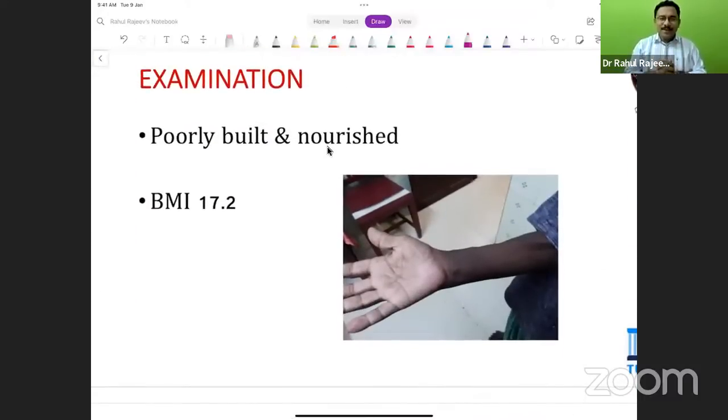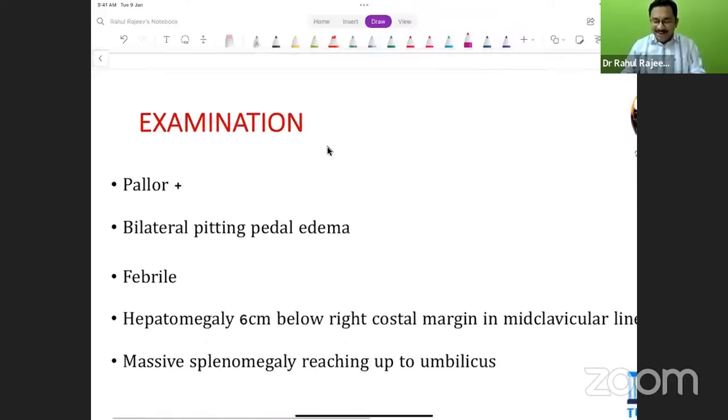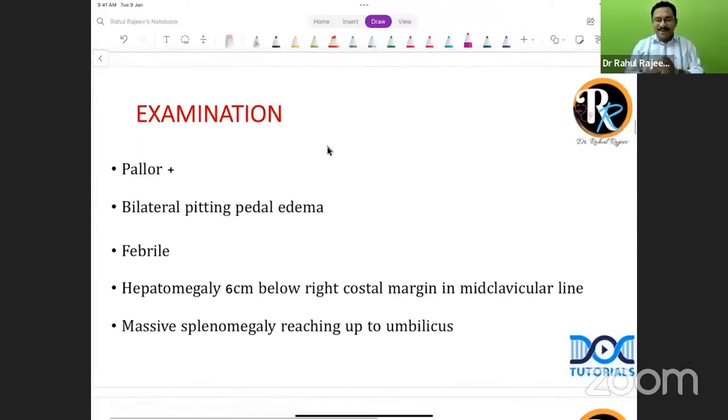So examination, the patient is poorly built and nourished with a body mass index of 17.2. And I've just given a picture also of the patient, some finding that I'm just showing. Okay, I'm not going to tell you what it is. And some more positive findings. Again, just the positive findings. I'm not going to the negative findings.